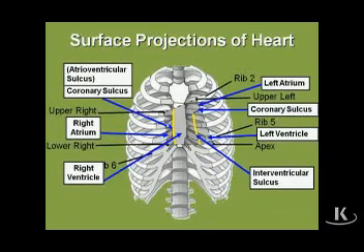So just to review that, we're saying the right border of the heart is entirely right atrium. The anterior wall of the heart is mostly right ventricle. The left border of the heart is mostly left ventricle. The posterior wall of the heart is entirely left atrium. And then lastly, the inferior wall, the surface that is sitting on the diaphragm, is primarily left ventricle. Those are very important landmarks.